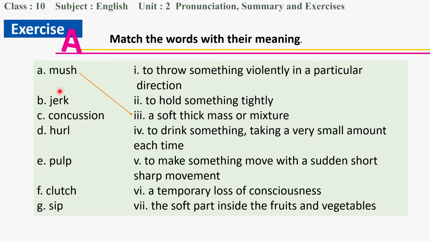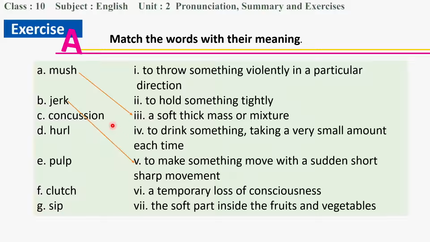Yeah, so moss is a thick mass or mixture. Next, jerk. Please turn to the right paragraphs in your book and try to find out where the jerk is. You can see the paragraph where the writer gets hit again on her forehead and she jerks. Okay, she jerks her head. So jerking is a kind of movement. So, to throw something violently, right? No, it's not like that. To hold something, no. To drink something, no. To make something move with a sudden, short, sharp movement, yeah. So, when you get hit, then you jerk your head, right? That's exactly to move something with a sudden, short, sharp movement.